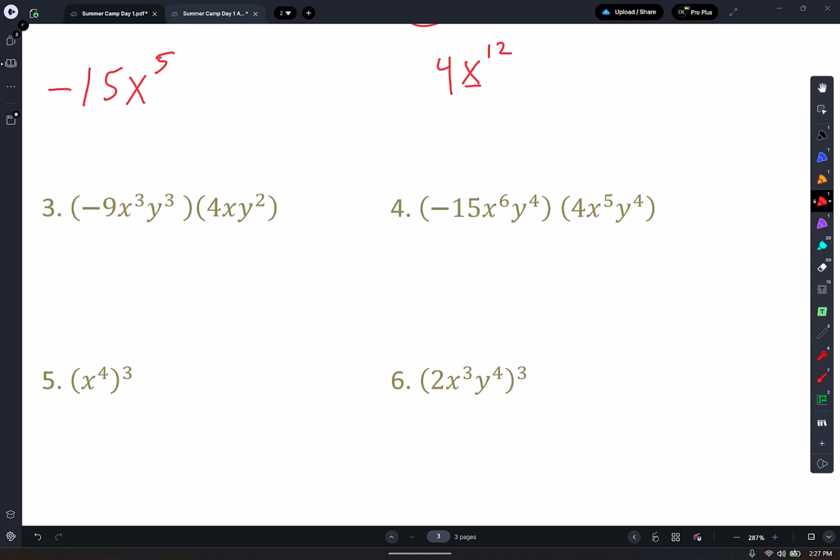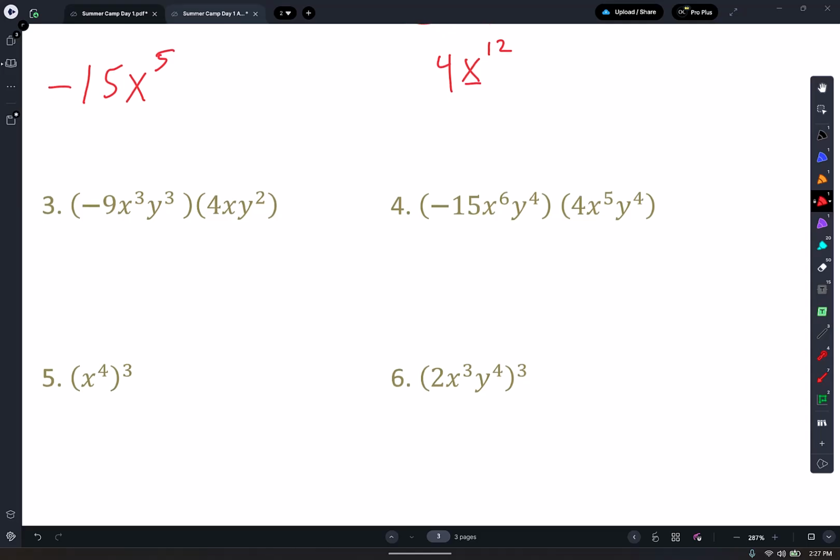All right, here we go. This one, negative 9 times 4. What's that? Negative 36. I have 3 x's on the left, and I'm multiplying, and there's 1 x right there on the right. So that's going to be x to the what? 4. I have 3 y's right here, y cubed, and y squared. What's that? Y to the 5th. Good job. Good job, guys. All right, ready for the next one?